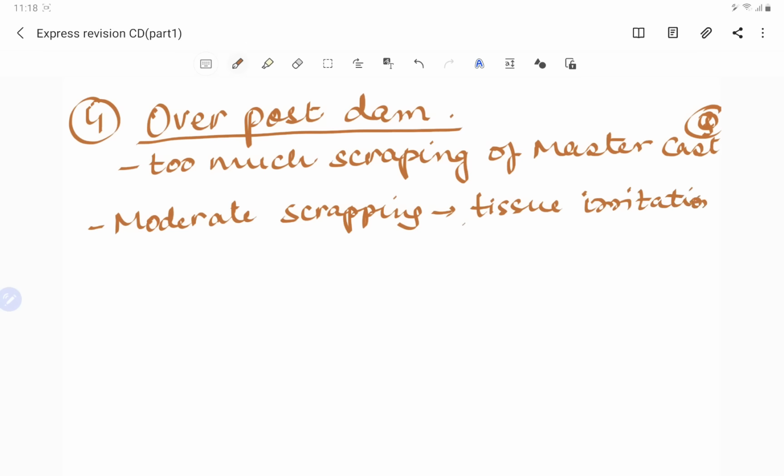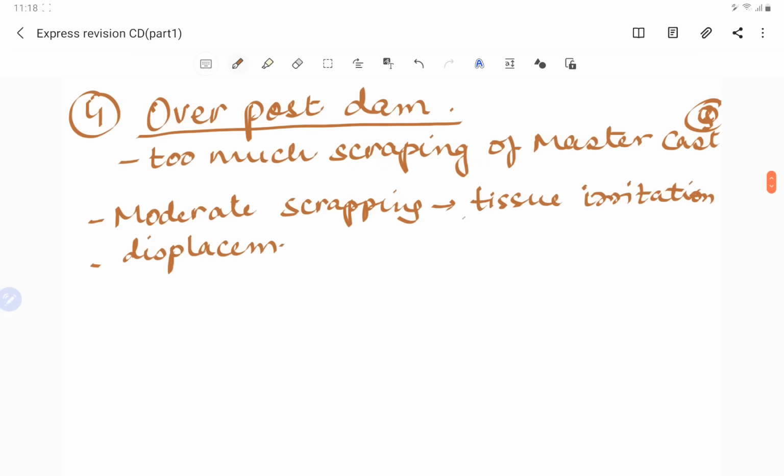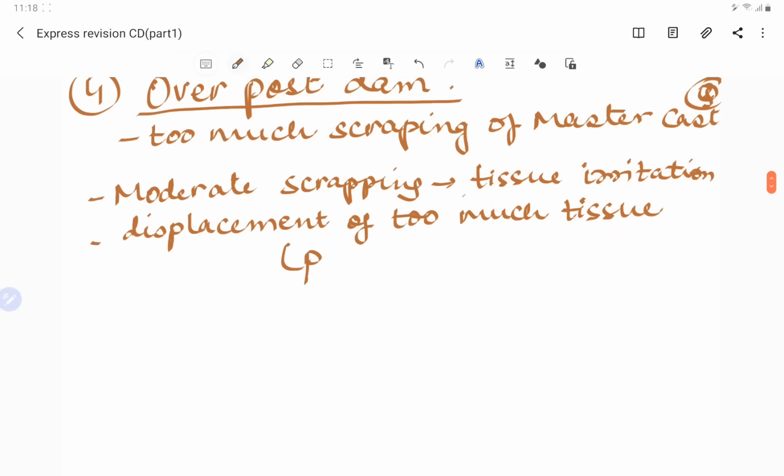And one more thing I want to tell you. If there is too much scraping of the master cast, it is going to displace too much of the tissue, especially in the pterygomaxillary seal area. Because we have scraped it more, there is more compression of the tissue. So there is going to be displacement of too much tissue, and especially the tissue we are talking about here is the pterygomaxillary seal.